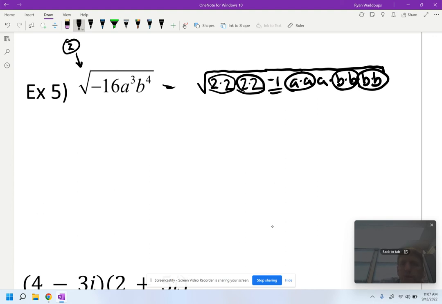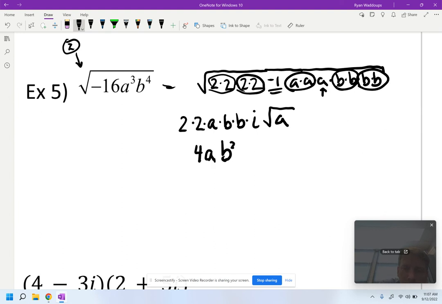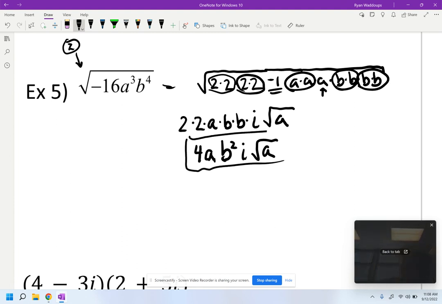So we've got 2 times 2 times a times b times b times i, times, the only thing left is that a, so we've got the square root of a. And 2 times 2 is 4. So 4ab squared i square root of a. And we don't want to write that i after the square root of a because we might get confused and think that it's under the radical. So this is what that looks like.